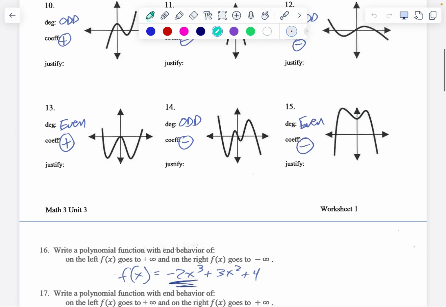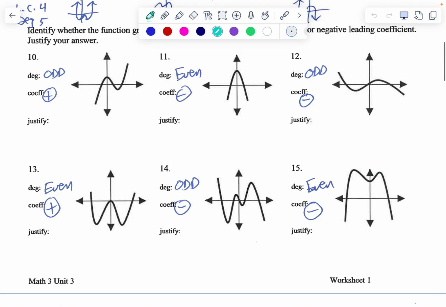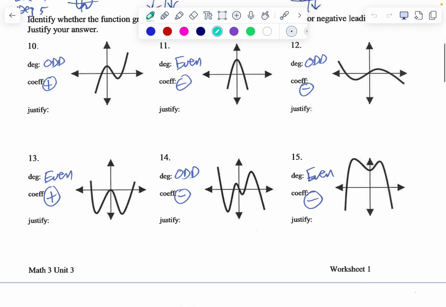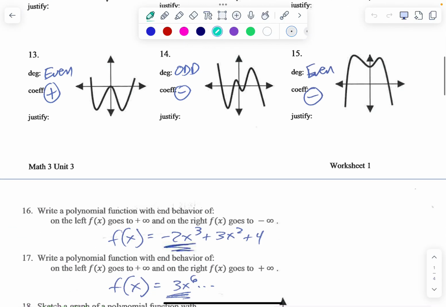All right, next section. Guys, on these ones with the pictures, note that I didn't say a specific degree on these. I just said odd or even and then positive or negative, because we're not trying to figure out the specifics, not yet. Pretty soon we'll be able to say that, hey, this has 4 terms, so it must be a 5th degree polynomial, or at least a minimum of 5th degree. But we're not there yet. We might get there today.